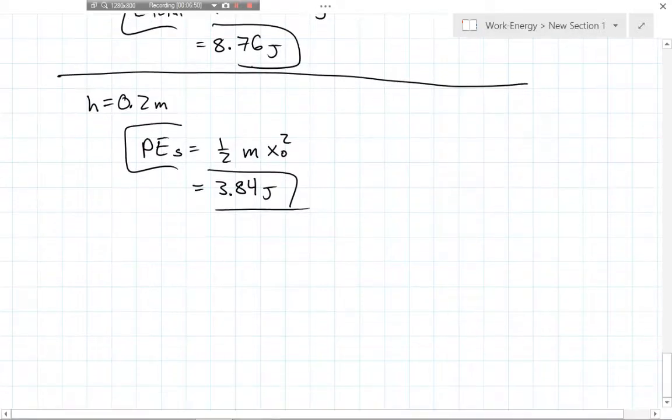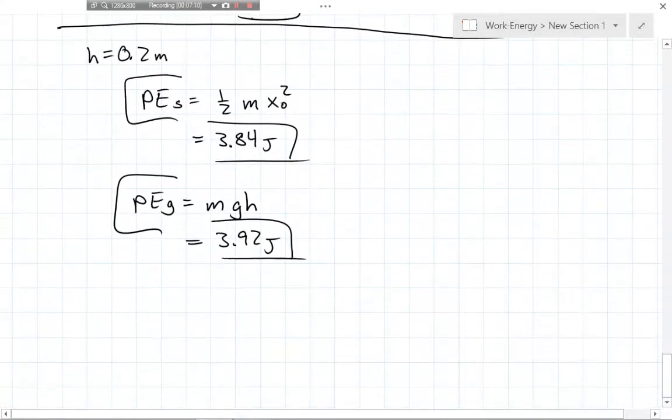The gravitational potential energy, remember that this is equal to mgh. And in this case, h is 0.2 meters. So when we plug 0.2 meters into this, we see that the gravitational potential energy is 3.92 joules.